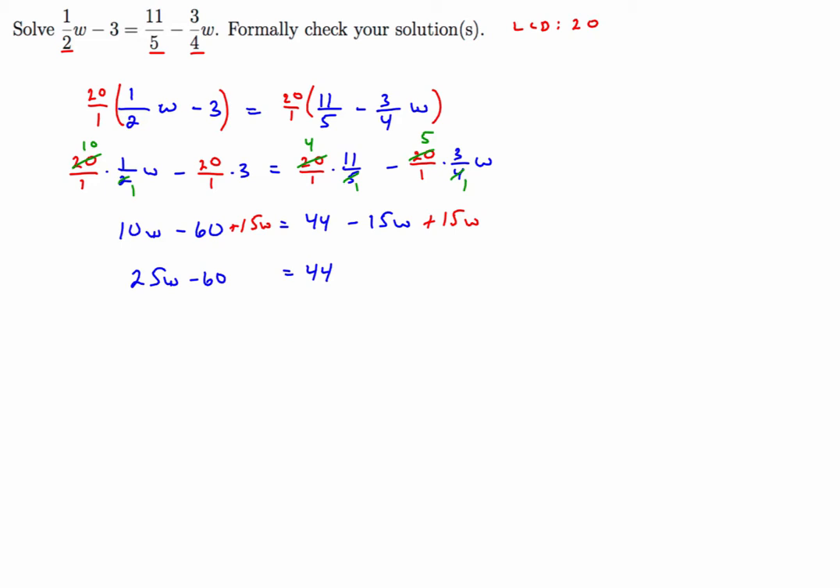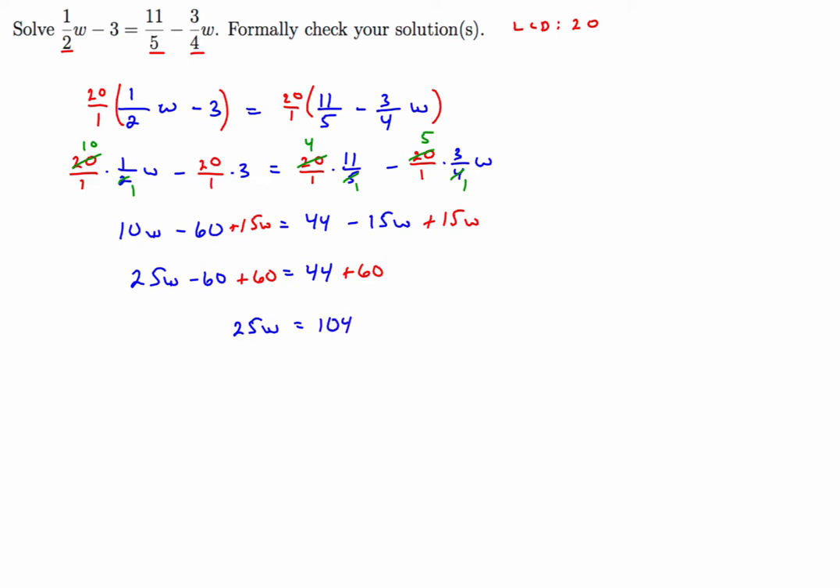We have the variables on the left side, but we still have minus 60 on the left side of the equation, so we will add 60 to both sides of the equation. Again, simplifying, 25w minus 60 plus 60 is simply 25w. On the right side, 44 plus 60 is 104.